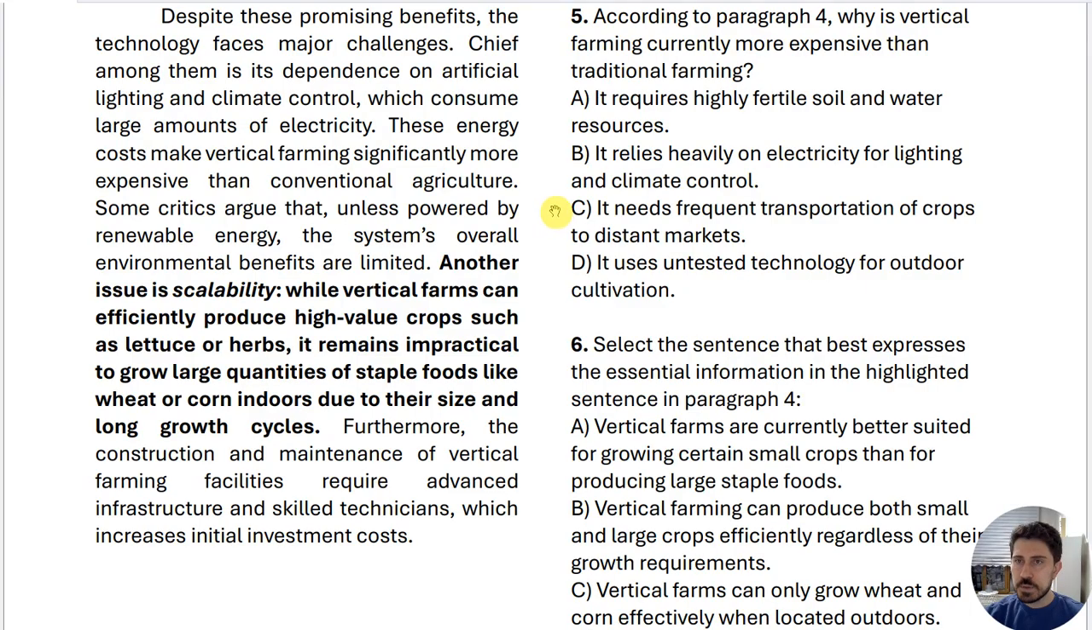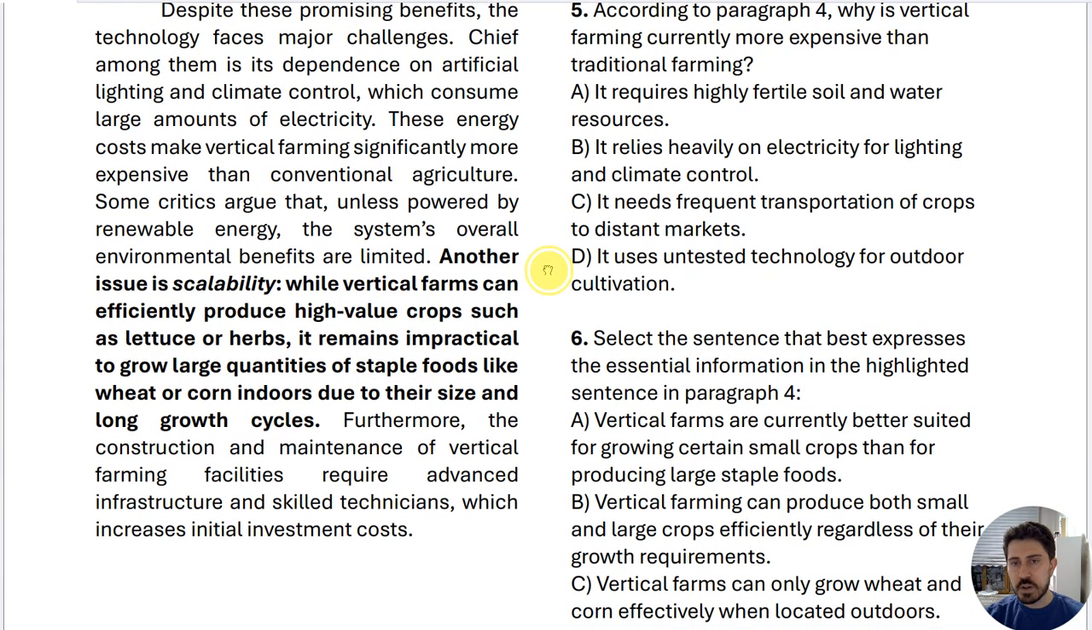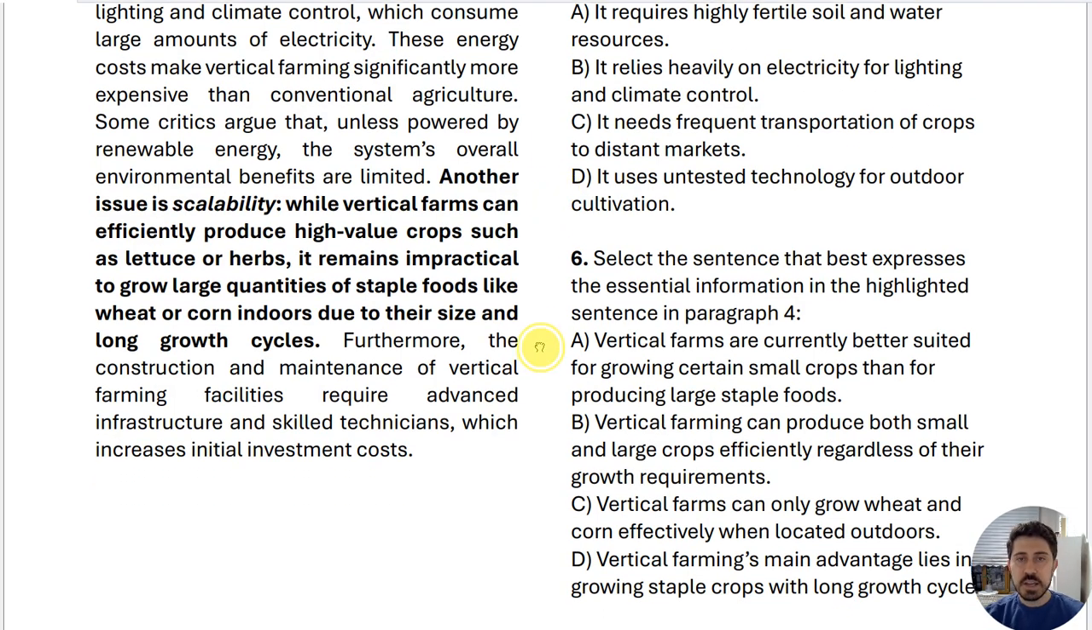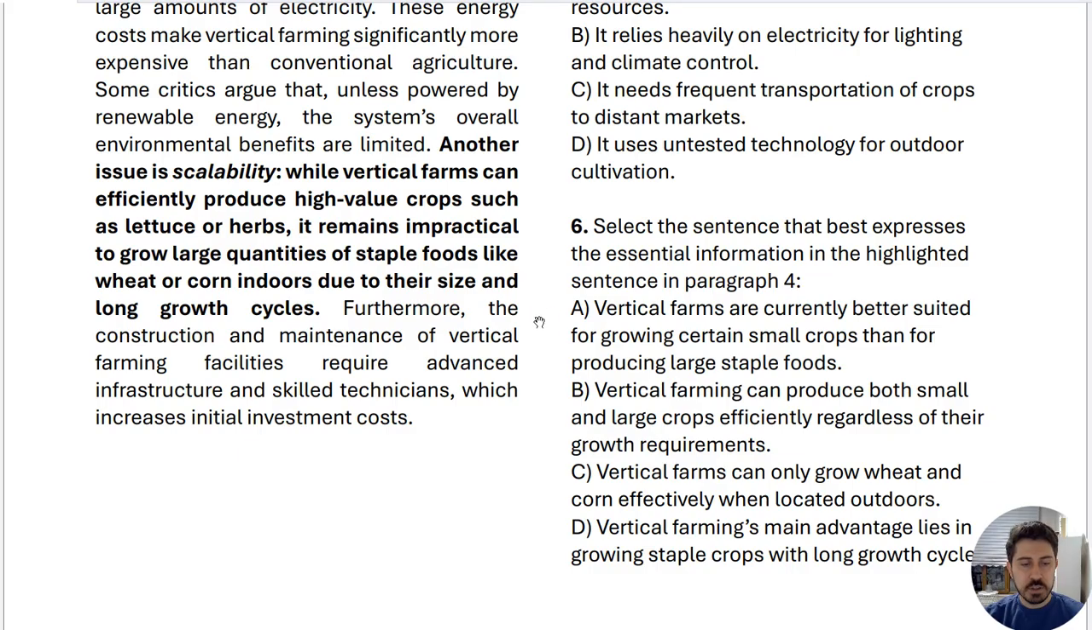The other options are incorrect based on the paragraph. Question number 6 is a sentence simplification question. Well, we can also call this a closest meaning question.